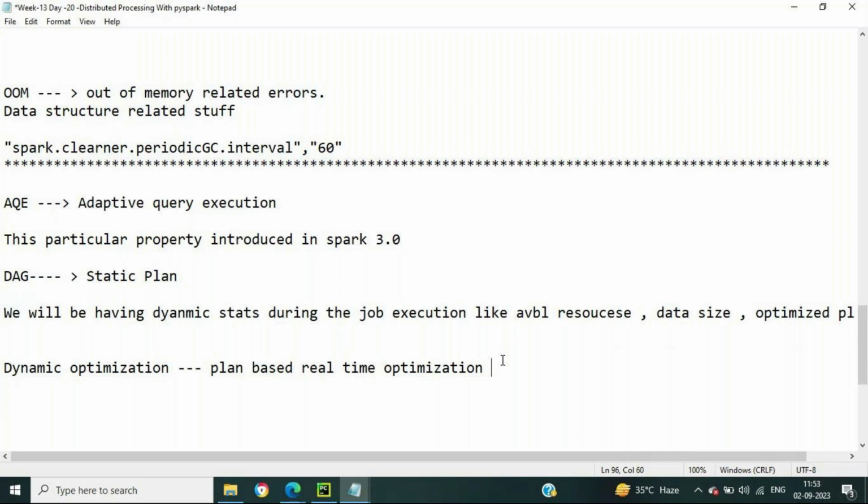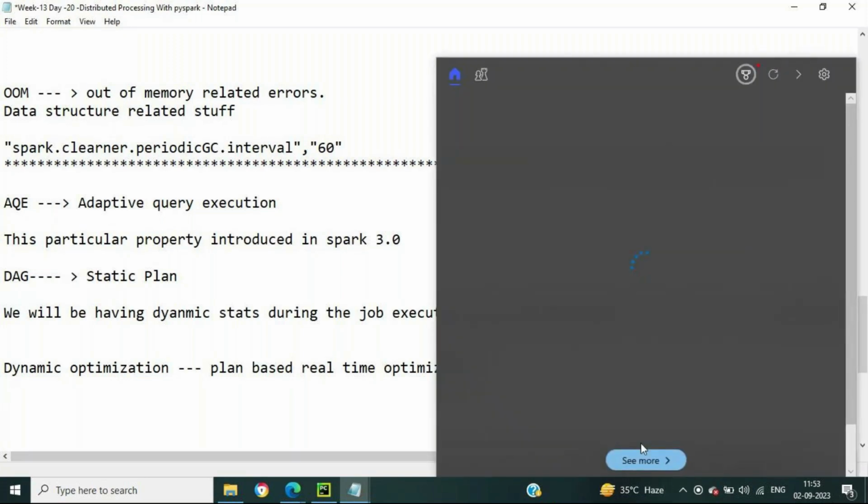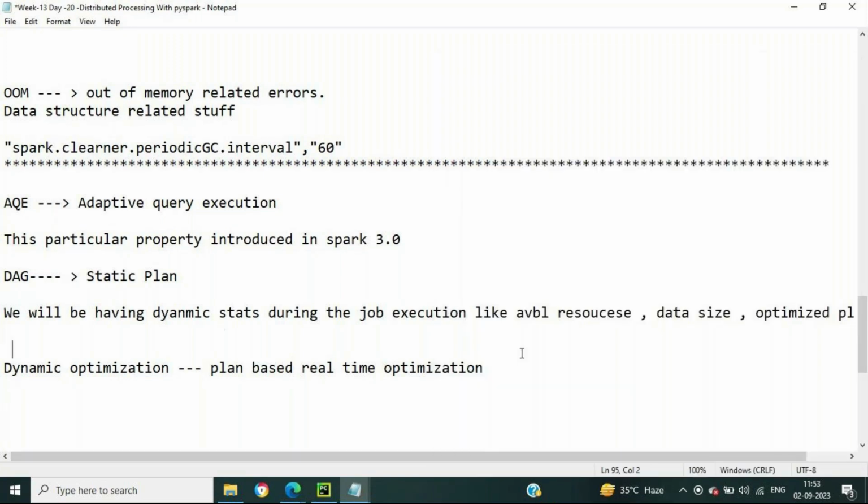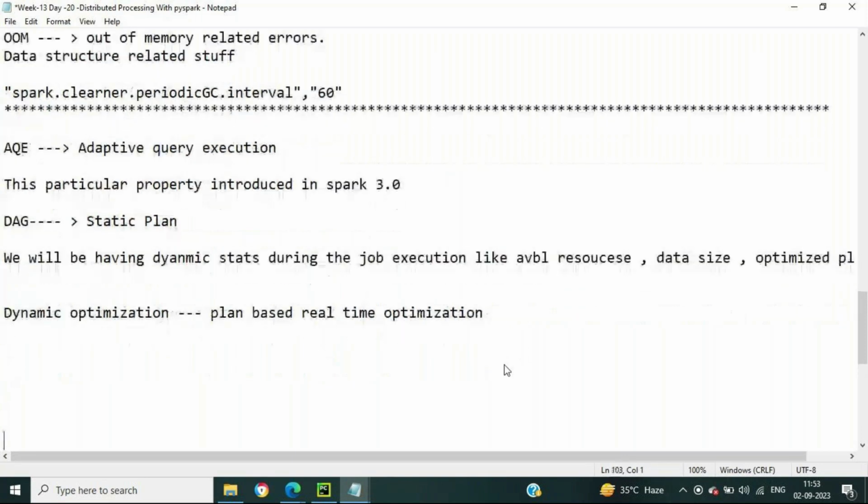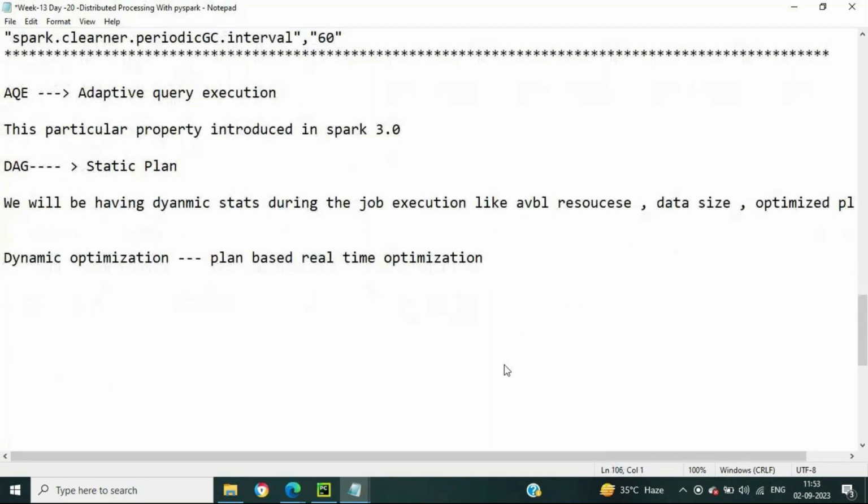So there are certain things which are provided by AQE. The first one is adaptive skewness handling.